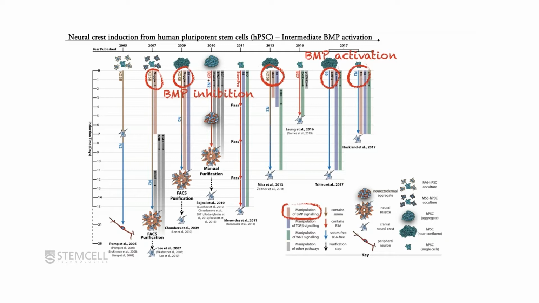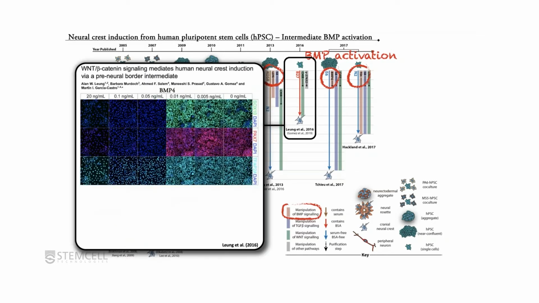The first thing to note here is that there are two apparently conflicting approaches to BMP signaling that can be found in the literature. Older publications, which use knockout serum, reported a requirement for the inhibition of BMP signaling. This is in contrast to more recent publications that utilize better defined conditions in combination with BMP activation. I'd just like to talk through a few of the newer publications to demonstrate the reason for this perhaps confusing situation. A publication by Alan Leung and Martin Garcia Castro in 2016 actually doesn't use any manipulation of the BMP signaling pathway to generate neural crest.